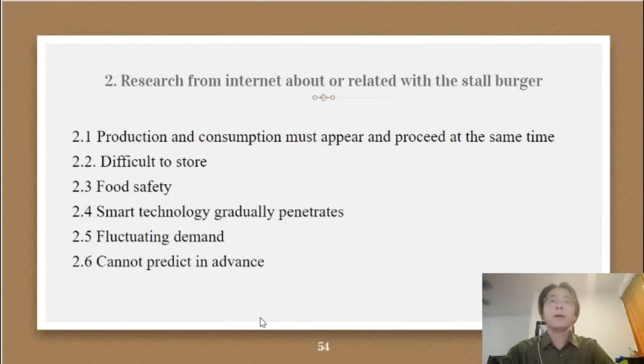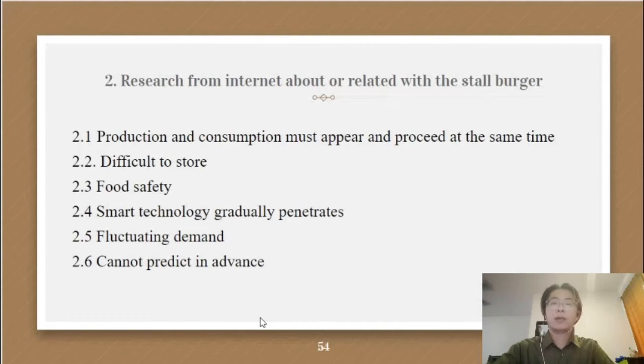And 5 is fluctuating demand, because sometimes customers want to eat and sometimes they don't, so they have to wait for customers to come to buy their burgers. So it's not easy to manage what kind of burger the customers like, and what kind of vegetables, meats, and bread they need to prepare.